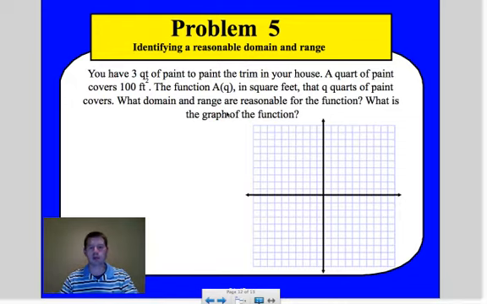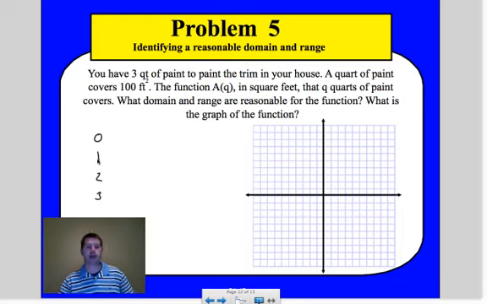Okay, what is the domain and range that is reasonable for this problem? So basically, if you have 3 quarts, what are some reasonable inputs? Well, I have a 3-quart can, so I can talk about having really no paint. I can talk about having 1 quart, 2 quarts, 3 quarts. I don't have 4, and I can't have negative paint. So basically, I have every value between 0 and 3.